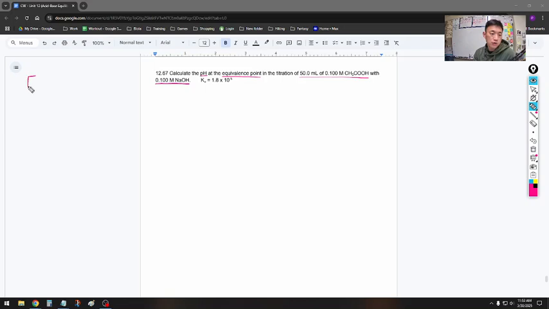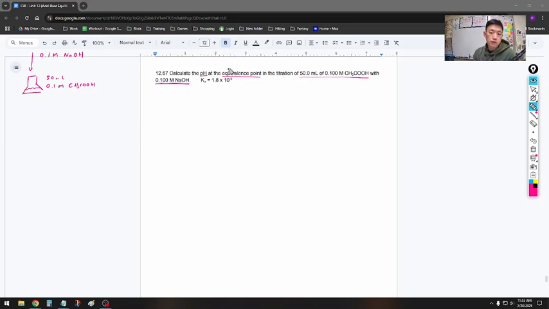So you have your acid, and this is going to be a weak acid. You have your acetic acid. The volume is 50 milliliters. The molarity is 0.1. And you are titrating NaOH, which is a strong base, and the concentration is 0.1 molarity. Okay, so this is your strong base, and this is going to be your weak acid.